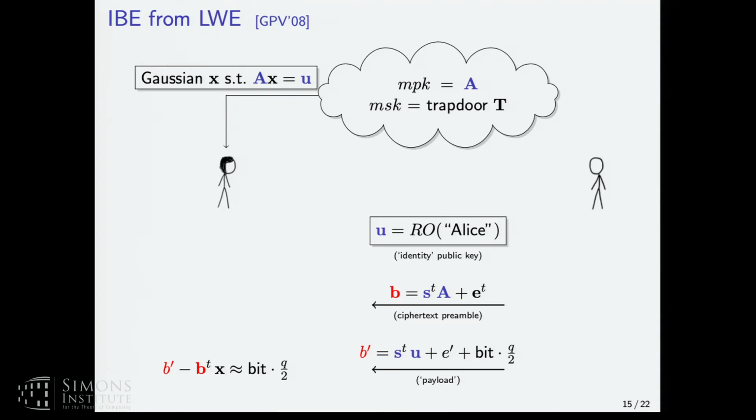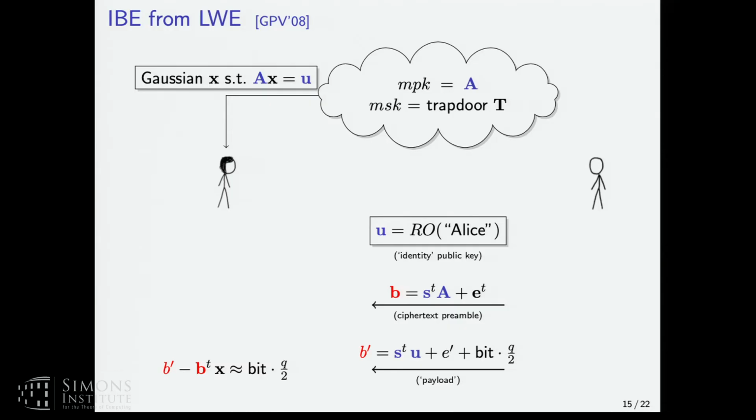The encryption works just as before. So Bob, if he wants to encrypt a message to Alice, can hash her name to get her public key on his own, and then do everything as before. Just encrypt in this way as before. So, any question about this?